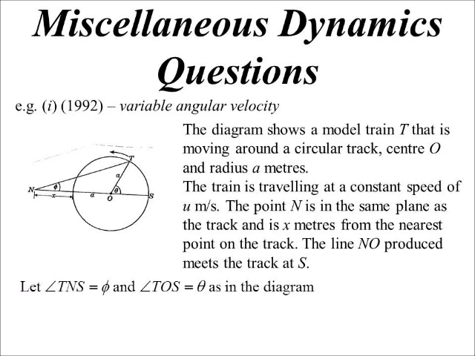So our train going around the track has radius a, constant speed u meters per second, and N is on the same plane, fancy way of saying I guess they're sitting on a table or something like that, and is x meters from the nearest point on the track. NO produced meets the track, so the other side of the diameter, if you like, is S. So they've defined TNS to be phi, TOS to be theta.